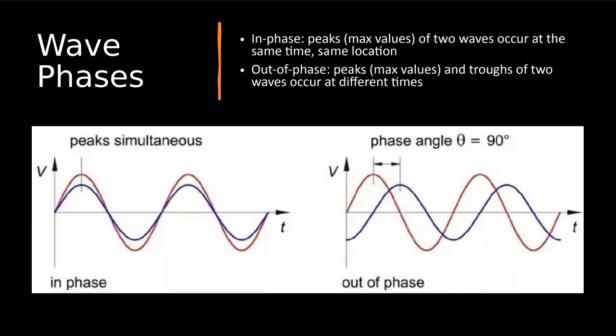So the diagram here is pretty self-explanatory. The picture on the left side, the purple wave and the blue wave, although their maximum values are not the same, right? Their amplitudes are not the same. They are still occurring at the same exact time in the same exact location. Now, if you look at the out of phase waves, that purple wave, that peak value is occurring just slightly before that blue wave's peak value is occurring. So that's going to be considered out of phase.